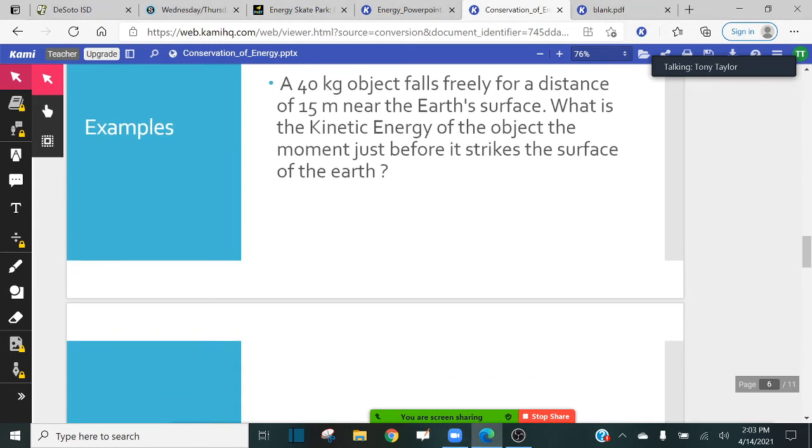Okay, so let's start with this very first example here. This very first example says a 40-kilogram object falls freely for a distance of 15 meters near the Earth's surface. What is the kinetic energy of the object the moment just before it strikes the Earth's surface?